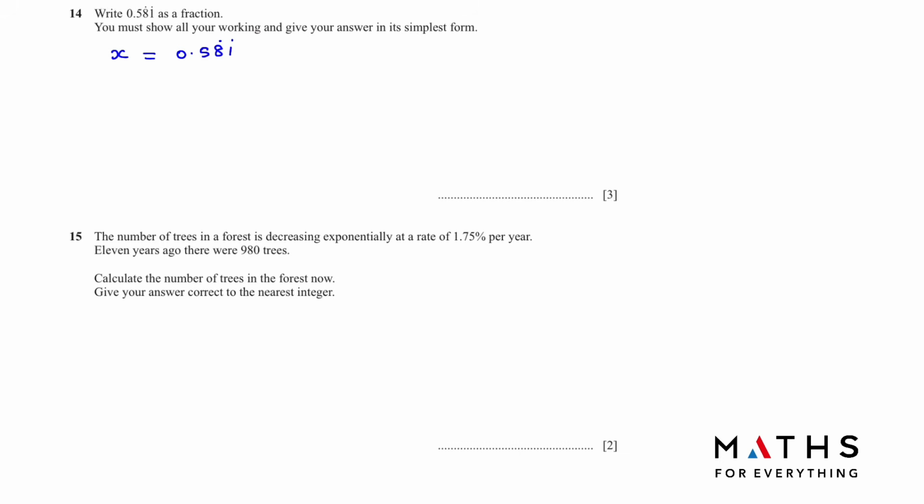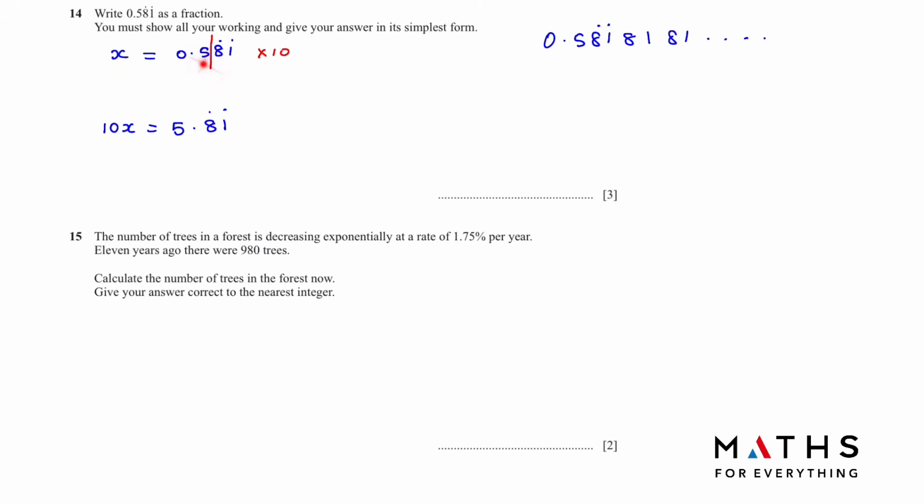We need to first segregate the whole number, the number that is not recurring, and the recurring numbers. To do so, I can multiply by 10. So what am I going to get? I'll get 10x is equal to 5.81. This recurring number, the 81, means that 81 is repeated indefinitely.